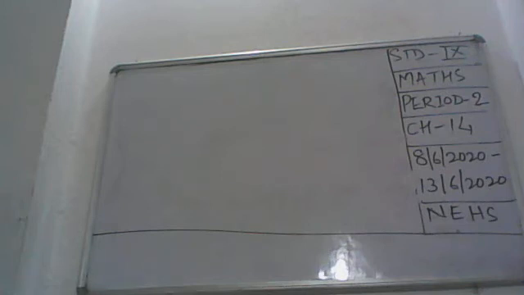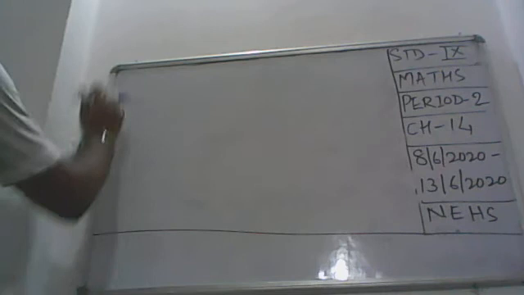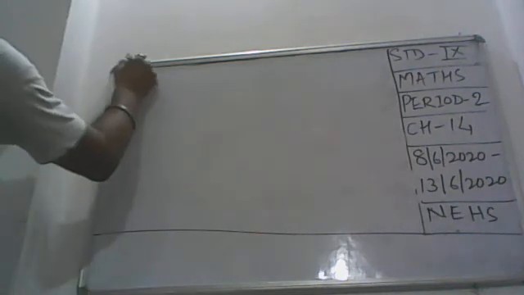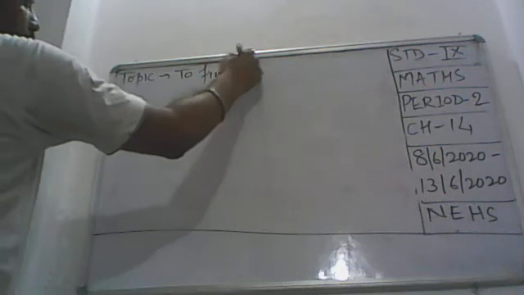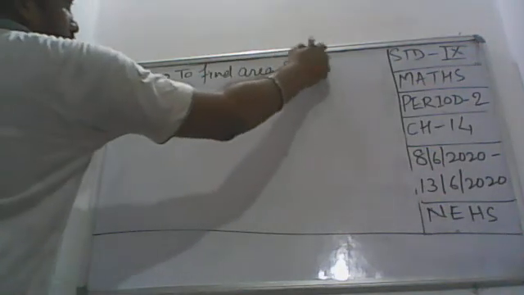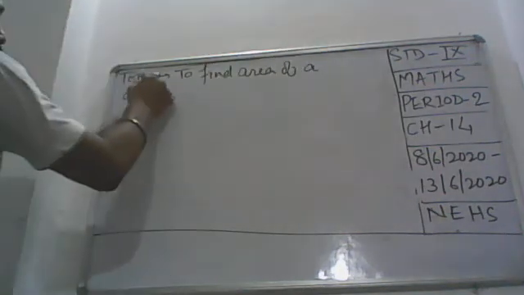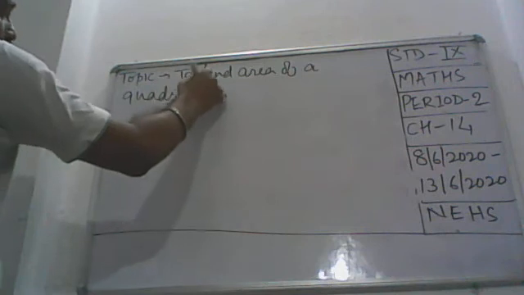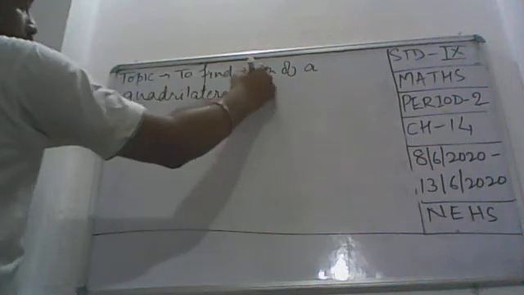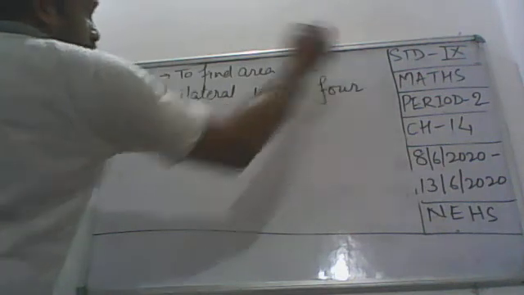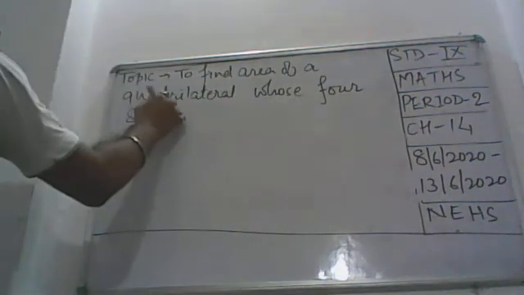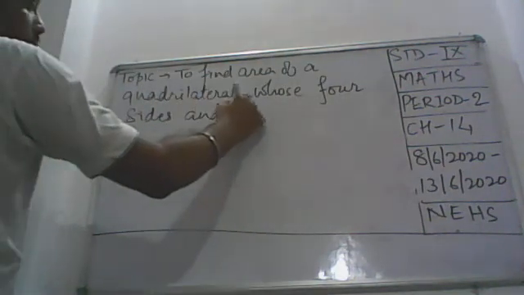So now, after Heron's formula, we are again here. This time, our topic will be to find the area of a quadrilateral whose four sides and one diagonal is given.